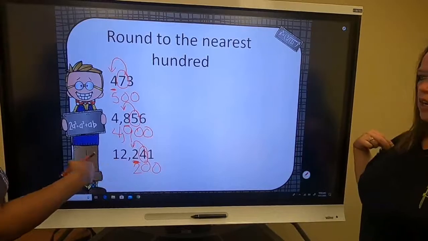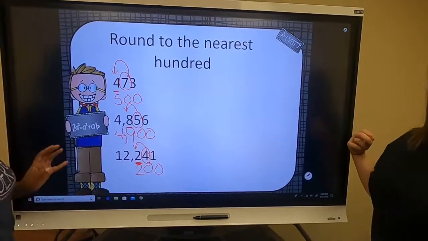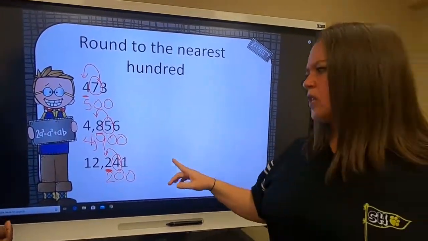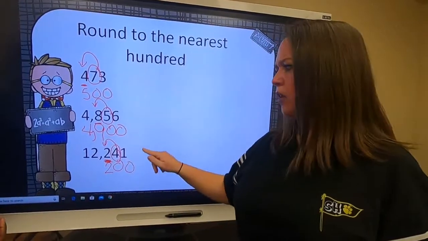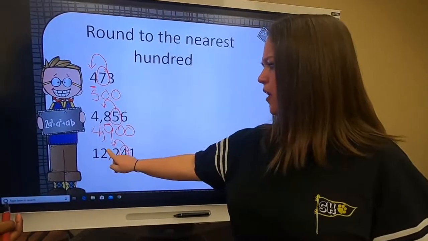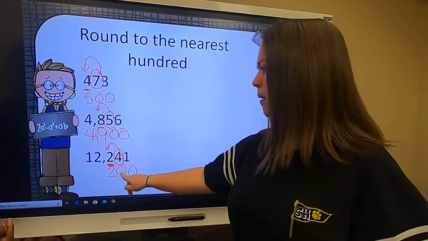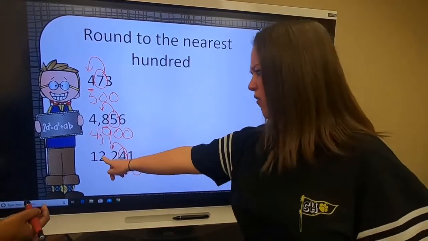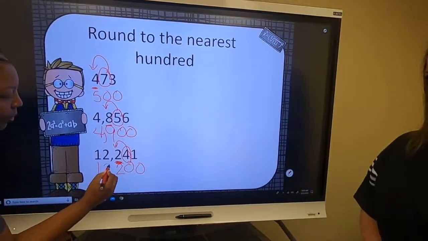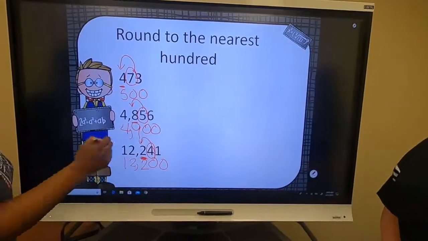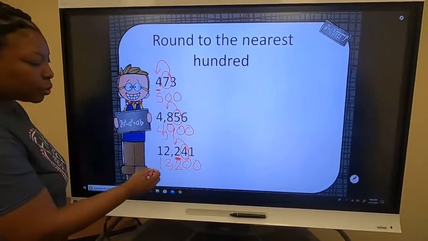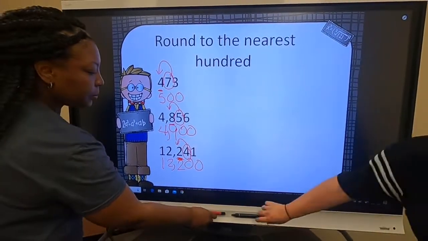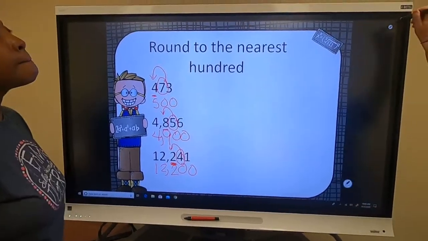Miss Wilson, do I just leave these numbers on the left out? Do I just drop them and let them go? I don't think so, because I don't think it makes a lot of good math sense to say that 12,241 is about 200. That 12,000, I think that has to come with it. Yes, so 12,241 rounds to 12,200. Great job, boys and girls.